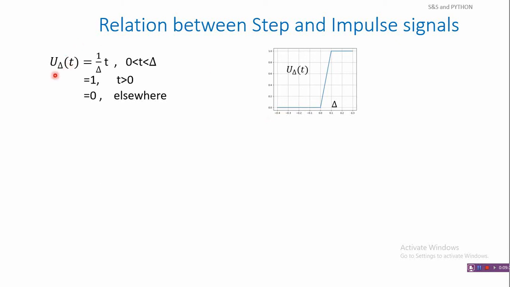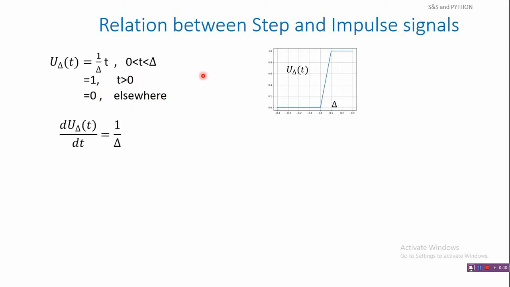So we can write the mathematical expression for this signal, let us call it u delta of t, as u delta of t equals 1 by delta into t. That is, this is a straight line with slope, from here to here, delta y divided by delta x. Delta y is 1 and delta x is delta. So slope into t. This is the ramp that exists between 0 and delta, 0 less than t less than delta. Its value is 1 for t greater than delta, and it is 0 for all other values of t.